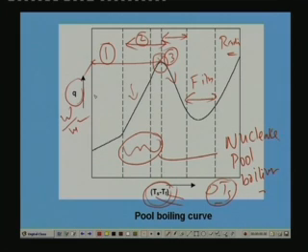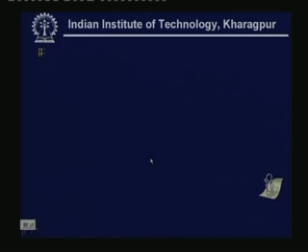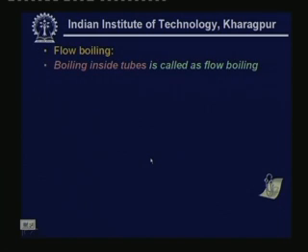As I said, the refrigerant evaporators are designed to operate in the nucleate pool boiling region, so correlations are available for this particular region. These I have already explained. Now let us look at flow boiling.